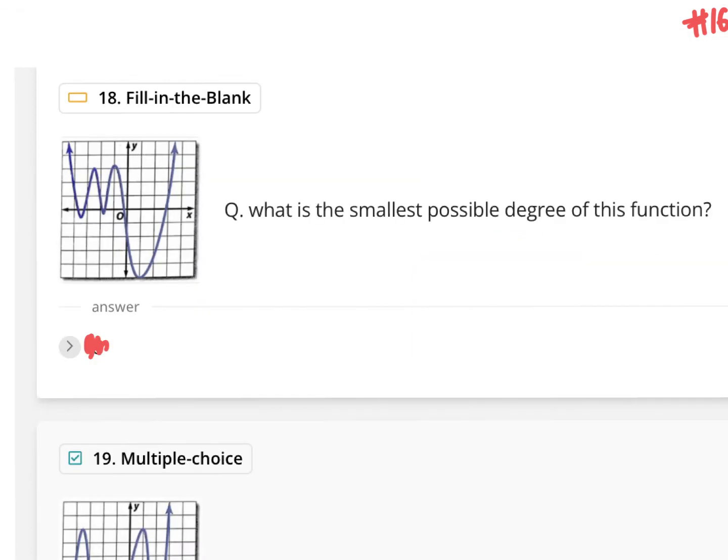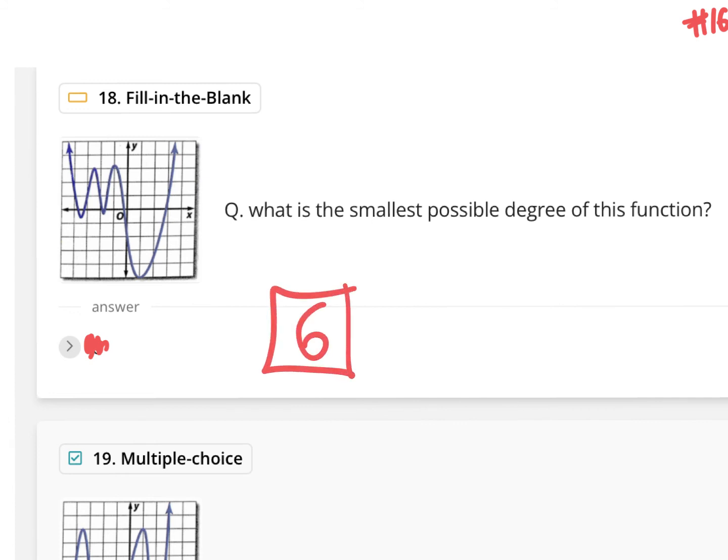Okay, so what is the smallest possible degree of this function? That all depends on the direction that the graph is traveling. So here's one direction. From left to right, it's going down. That's 1. Goes up. That's 2. 3. 4. 5. 6. So what do we type in? We type in 6, hit enter, and you will get this answer correct.